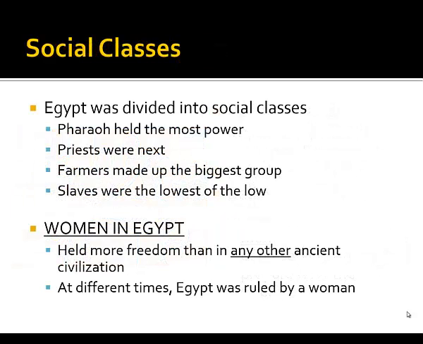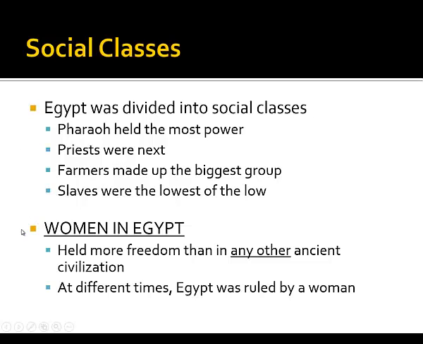So Egypt was divided up into social classes. And as we're going to see with social hierarchies, the higher up in the pyramid, the fewer number of people, but the more concentration of power. The lower the pyramid, you have more people, but less concentration of power. So in Egypt, the pharaoh held the most power, and again, they were only one in number, followed by the priests, farmers, and then the slaves.